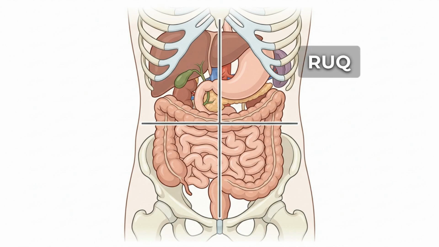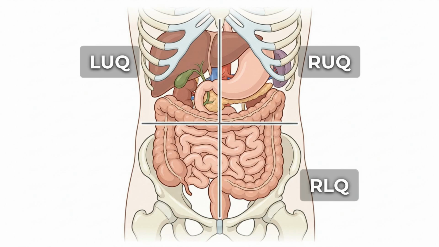Now, let's get started. The abdomen is divided into four major quadrants: right upper quadrant or RUQ, left upper quadrant or LUQ, right lower quadrant or RLQ, and the left lower quadrant or LLQ. For board exams, you need to connect each quadrant with the organs and conditions commonly found there.